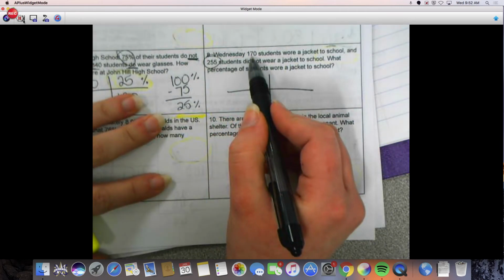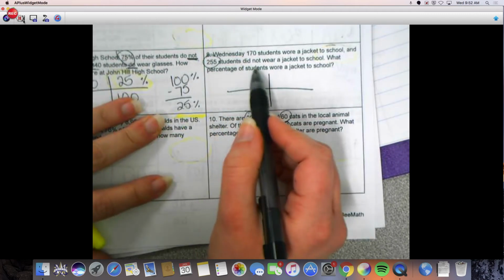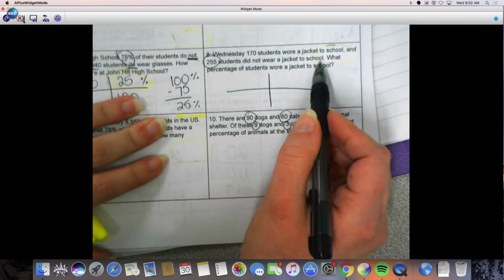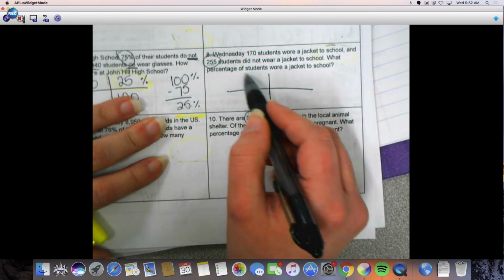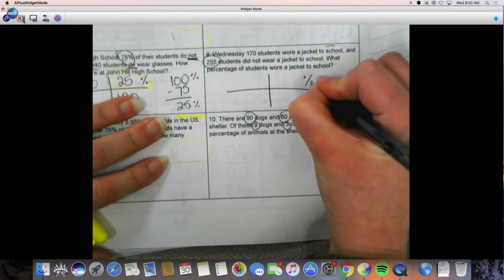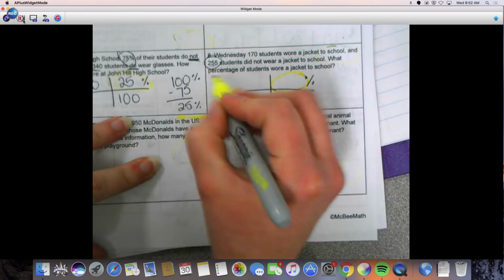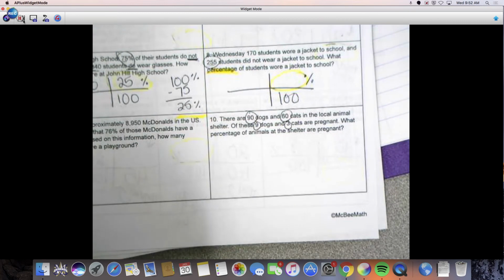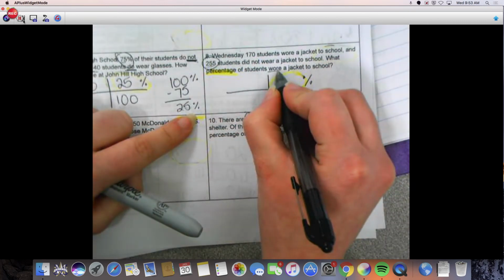Wednesday, 170 students wore a jacket to school, and 255 students did not wear a jacket to school. And I told you, you're not going to use the number 255 in your chart. What percentage of students wore a jacket? So we already know that we're searching for the percent, because my question says what percentage, okay? So we know that's going to be our blank spot. They want to know the percent of who wore a jacket.